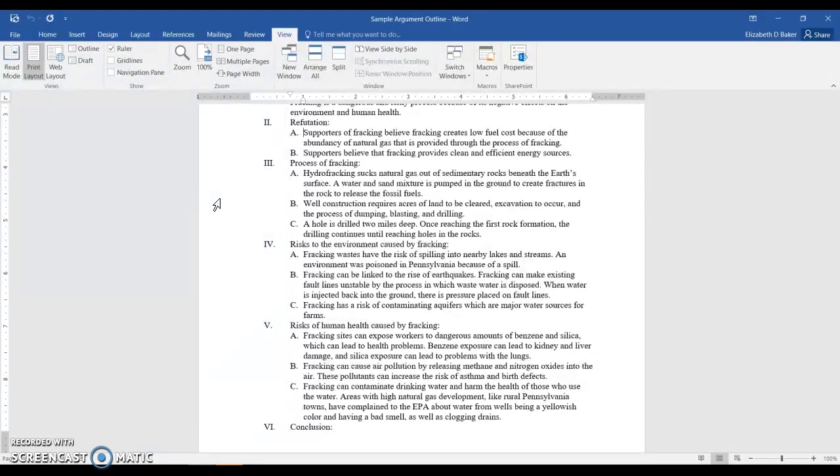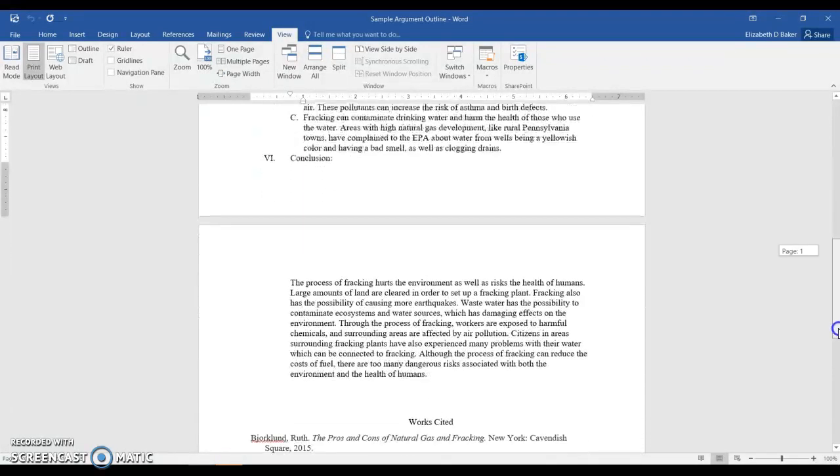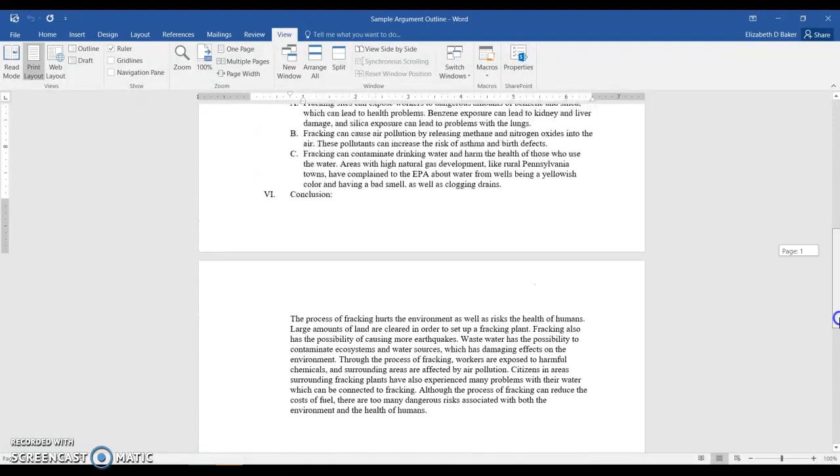Then here are her reasons. Risks to the environment caused by fracking, which she listed in her thesis statement, and then she's got her details here. Risks of human health, and it should be actually risks to human health caused by fracking, and then she lists these here. Then she has given us a conclusion paragraph, a full conclusion paragraph.